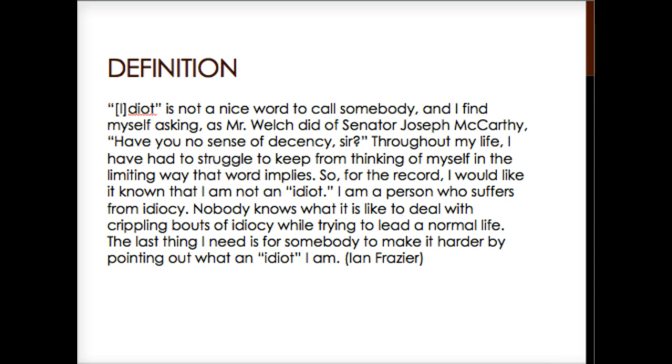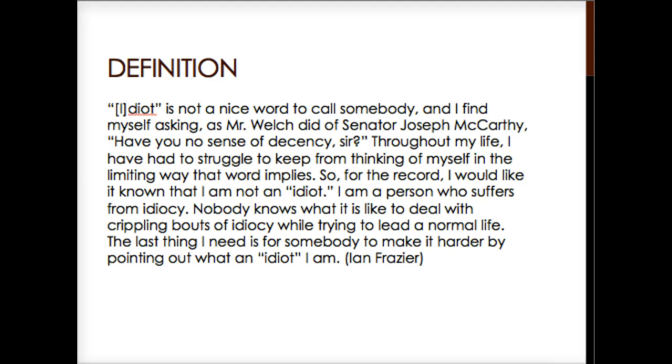Idiot is not a nice word to call somebody, and I find myself asking, as Mr. Welch did of Senator Joseph McCarthy, have you no sense of decency, sir? Throughout my life, I have had to struggle to keep from thinking of myself in the limiting way that the word implies. So, for the record, I would like it known that I am not an idiot. I'm a person who suffers from idiocy. Nobody knows what it is like to deal with crippling bouts of idiocy while trying to lead a normal life. The last thing I need is for somebody to make it harder by pointing out what an idiot I am.